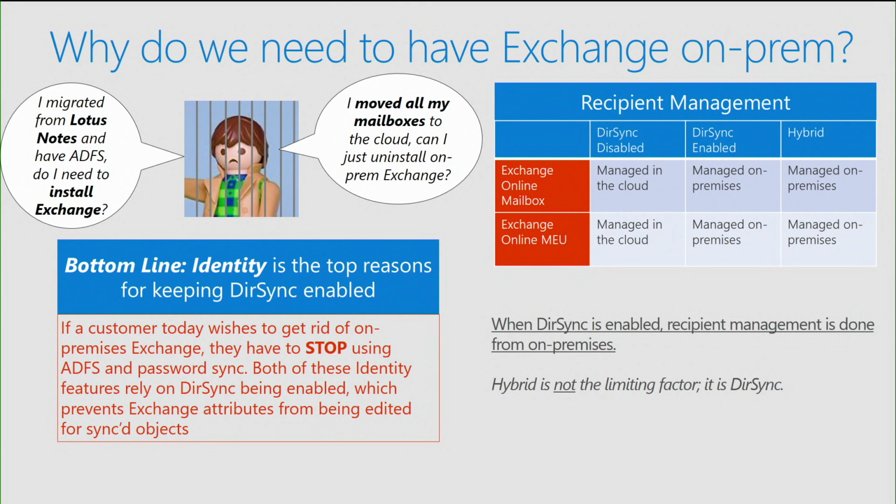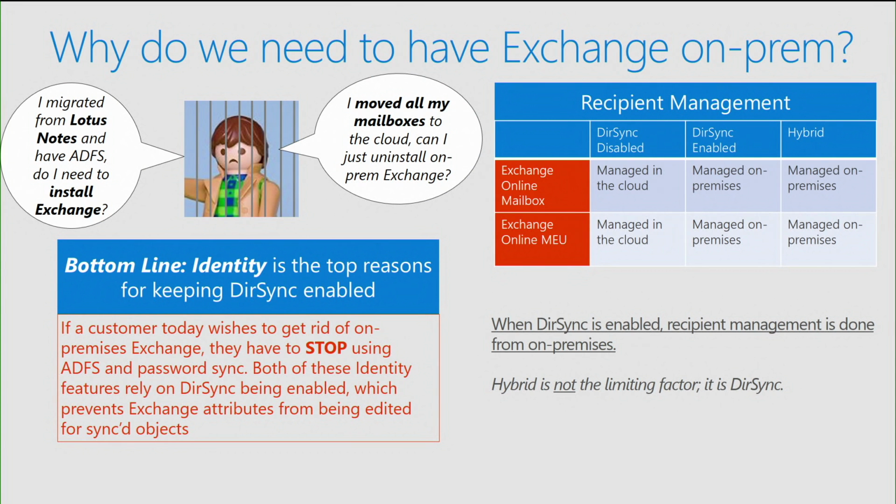update those directory attributes. So the key thing here to remember is that if you truly want to get rid of on-premises Exchange, you can't be using ADFS, you can't be using password sync, you can't be using any of these features that rely on directory synchronization between the on-premises deployment and Office 365.